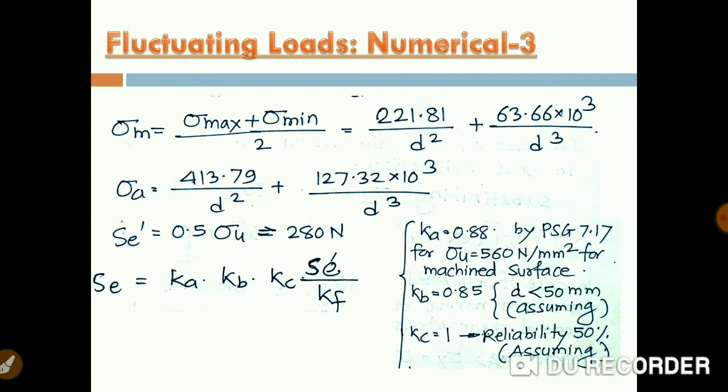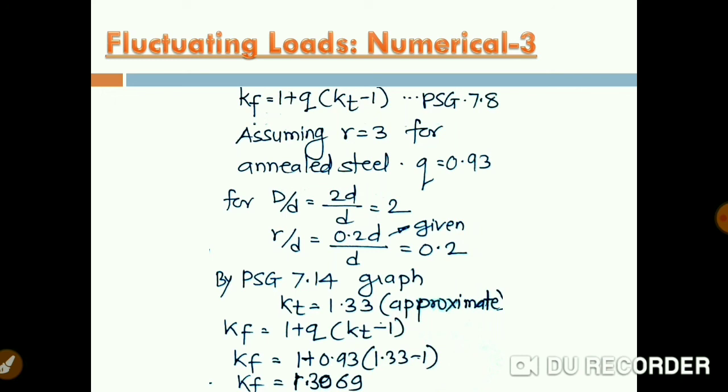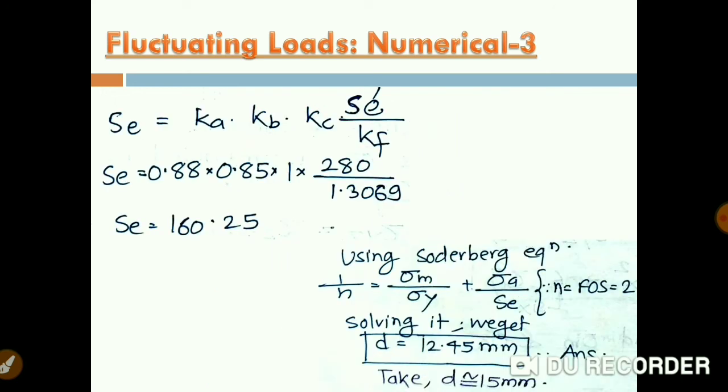Next, Kf is equal to 1 plus q (Kt minus 1) by PSG 7.81. As in the earlier case, the fillet radius is 3. For annealed steel, q comes out to be 0.93, and for the D by d ratio, considering D as 2d, D by d is 2, and fillet radius by diameter is 0.2 times d, which is given, divided by d, equal to 0.2. So by the graph, PSG 7.14, Kt is 1.33, an approximate value. So Kf is obtained, and by putting all these values in the equation, we can get Se. Se comes out to be 160.25 Newton per mm square.